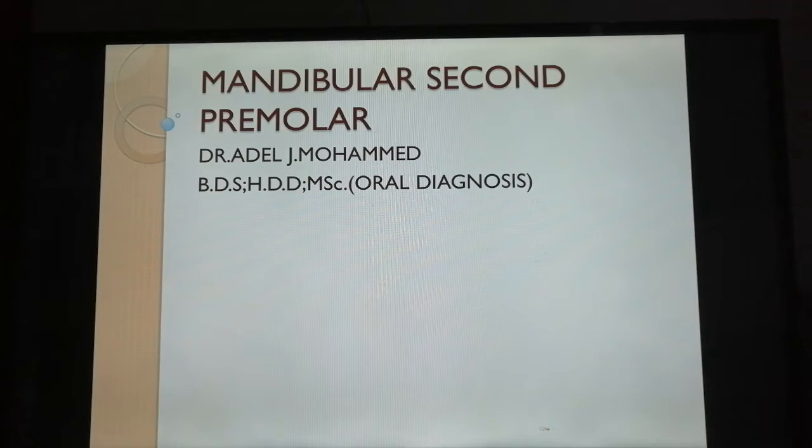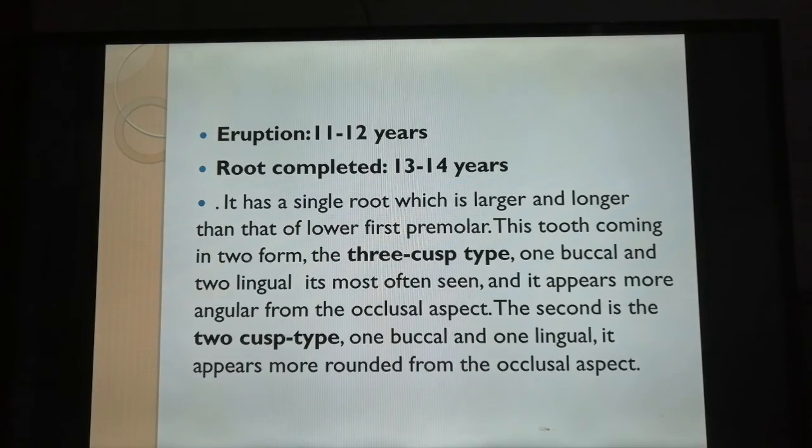Today our lecture is on the mandibular second premolar. Regarding eruption, it erupts at 11 to 12 years and root completion is at 13 to 14 years. It has a single root which is larger and longer than that of the lower first premolar.